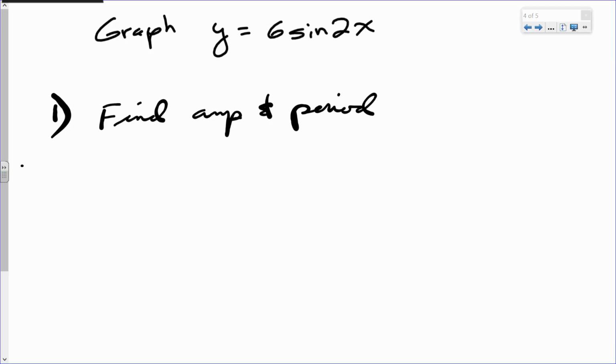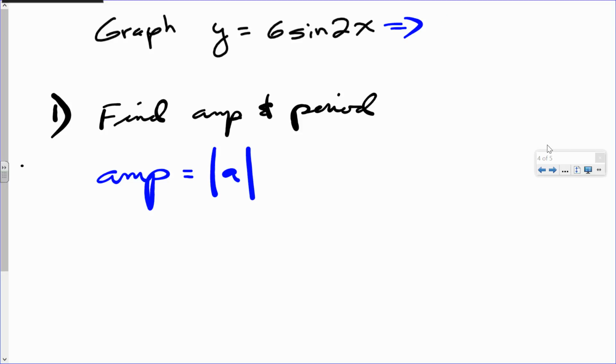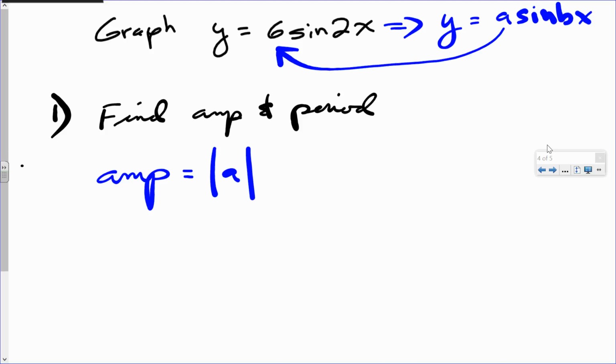Find amplitude and period. Nunez, what's the amplitude formula? This is A, the absolute value of A. Okay, so let's compare this with standard form, y equals A sine Bx. My A value is 6. My B value is whatever is in front of the x, in this case 2. So the amplitude is the absolute value of 6, which is 6.